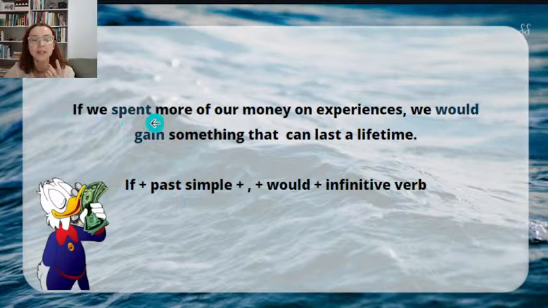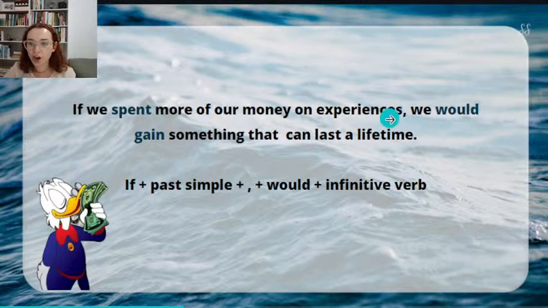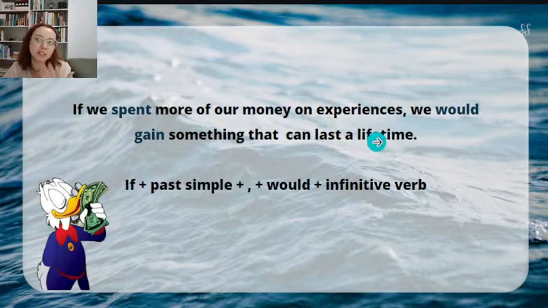If we spent. Could that be a negative sentence? Yes, it could be negative. Like, if we didn't spend, okay? So to study second conditional, you need to study a little bit of past simple, okay? And after comma, I have my consequence, my possible consequence, or maybe impossible if it's a really unreal situation. We would gain something that can last a lifetime. So after comma, my clause has would, a modal verb, and the infinitive verb, in this case, gain.